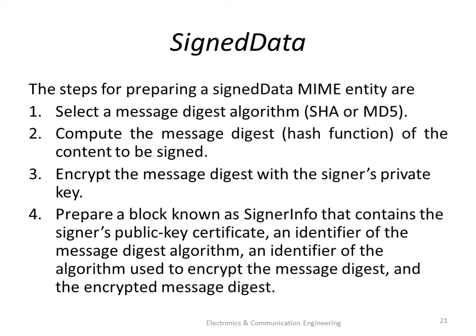Next is the signed data. The steps for preparing a signed data MIME entity are: select a message digest algorithm such as SHA or MD5 and compute the message digest, that is the hash function, of the content to be signed. Encrypt the message digest with the signer's private key and prepare a block known as SignerInfo that contains the signer's public key certificate, an identifier of the message digest algorithm, an identifier of the algorithm used to encrypt the message digest, and the encrypted message digest. So this is your signed data.